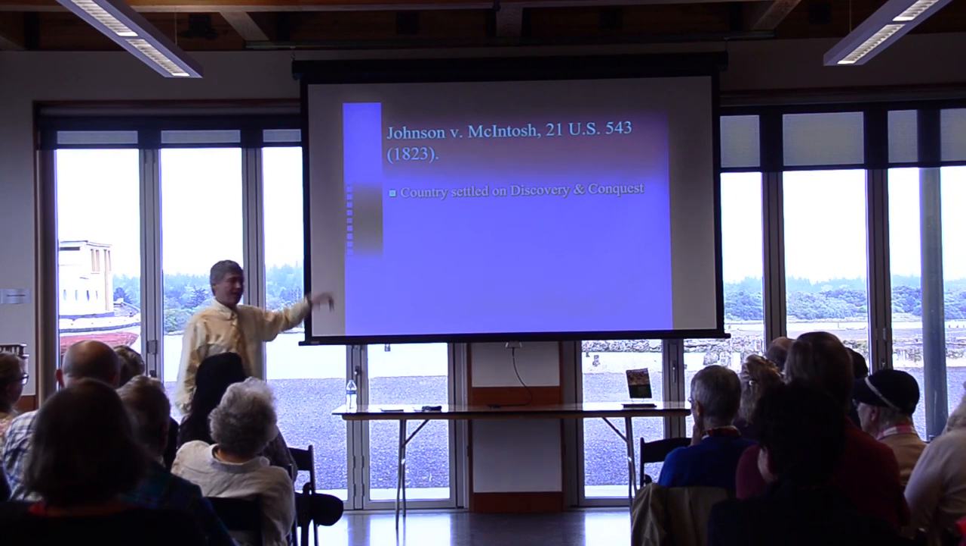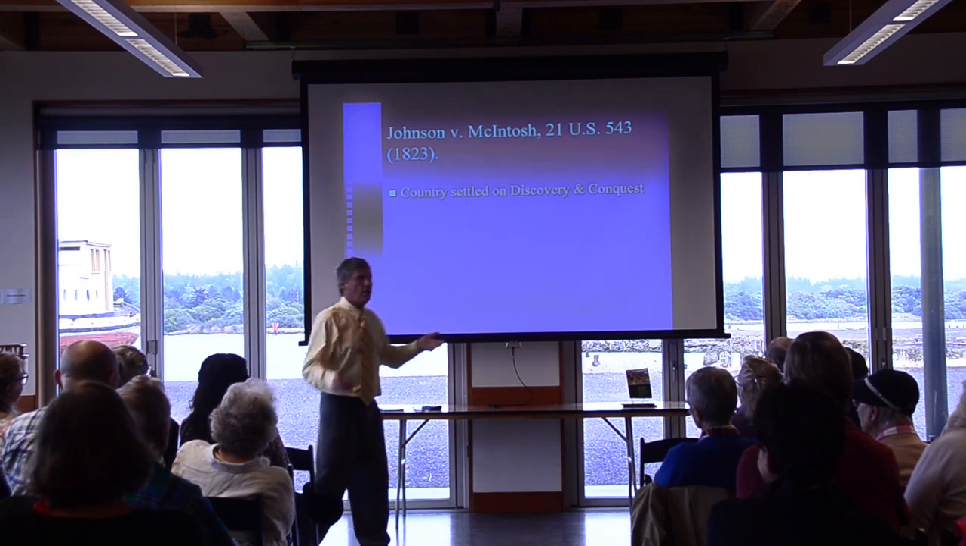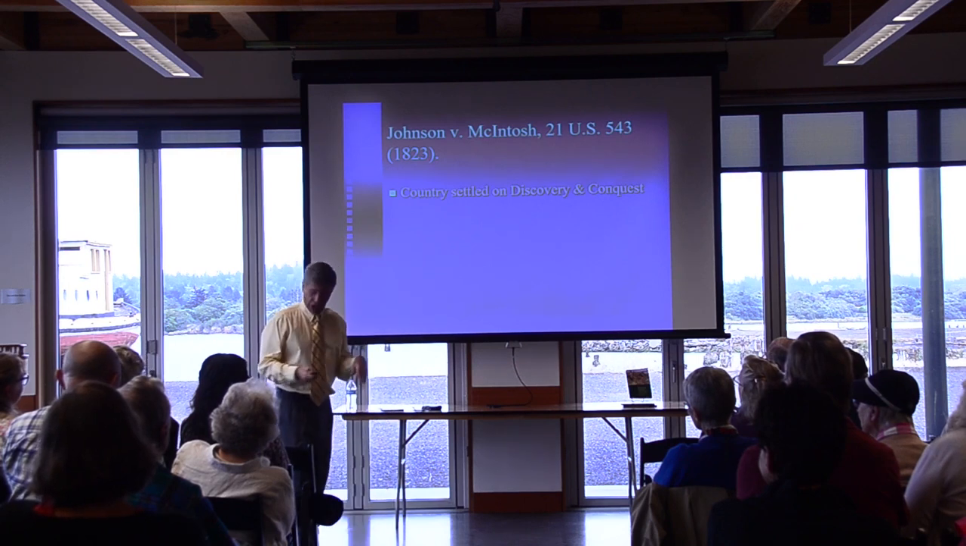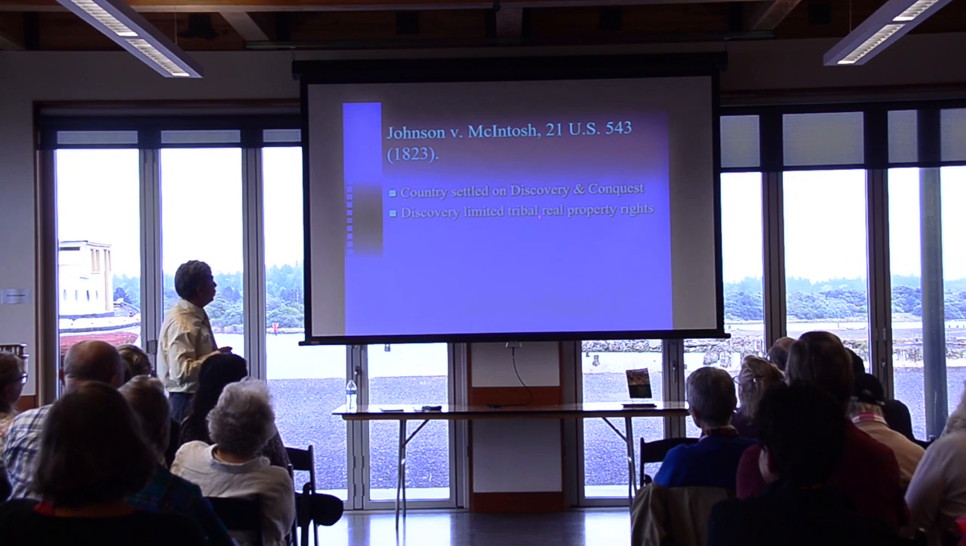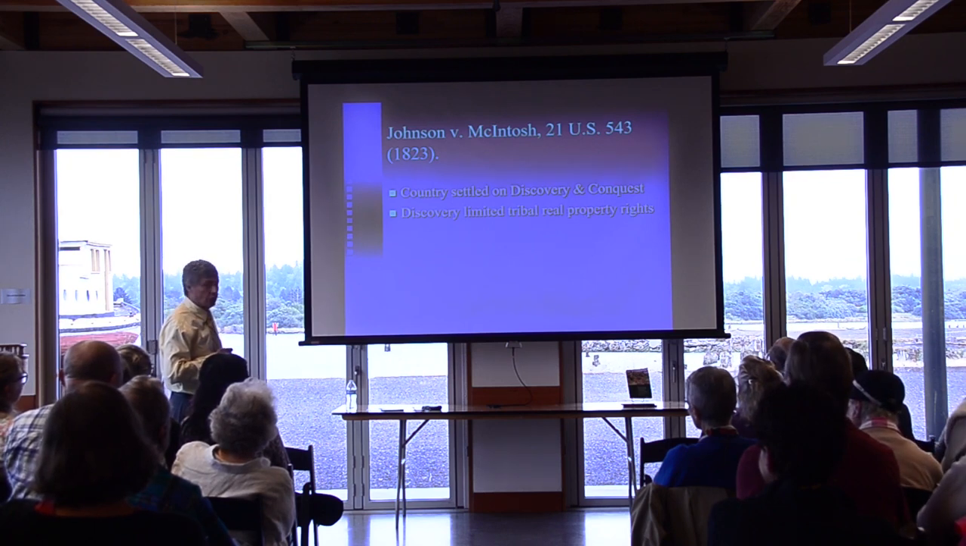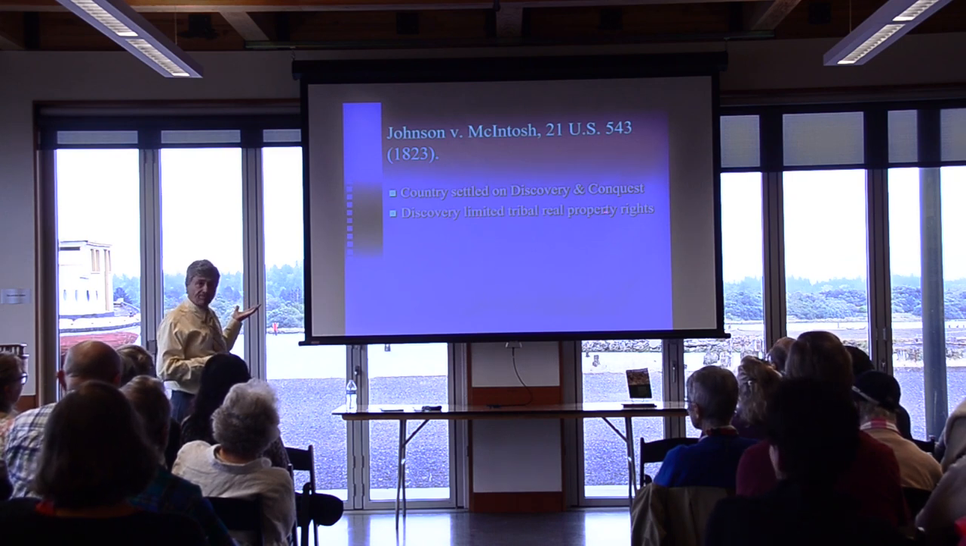But if one side has the atom bomb and the other side's got bows and arrows, we know how that law question's going to turn out. So what did they do to tribes? Well, they lost some of their real property rights. Now, that's just for us in the law. That just means land, real estate. A real estate agent sells real property, land. So the court said the tribes now had a limited property right.